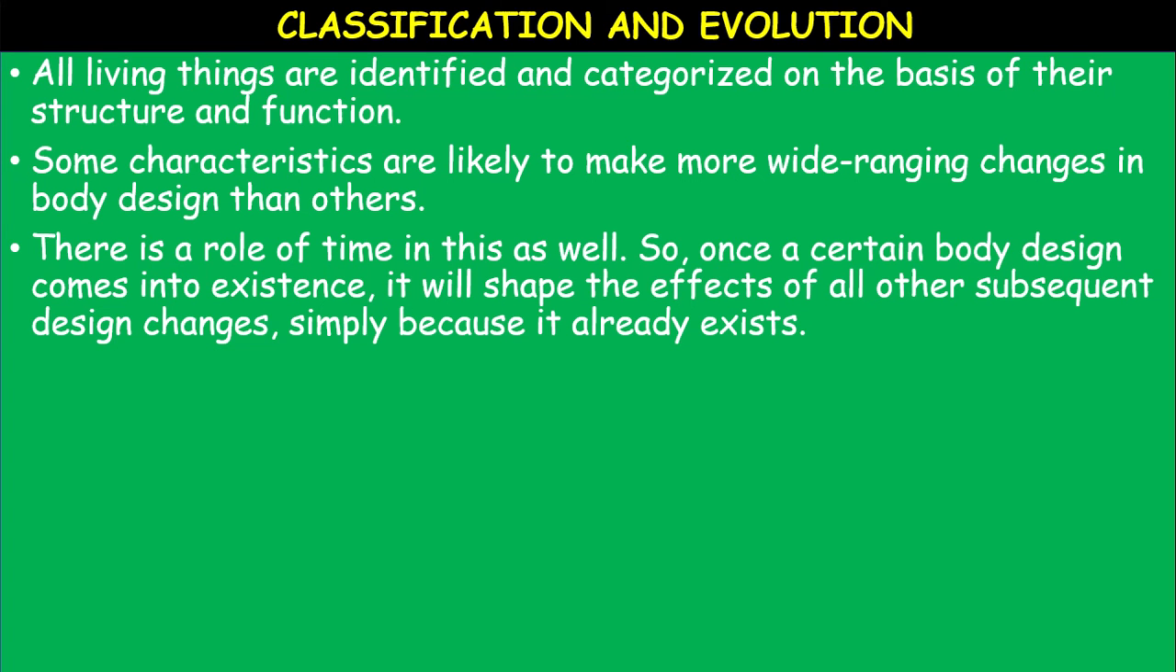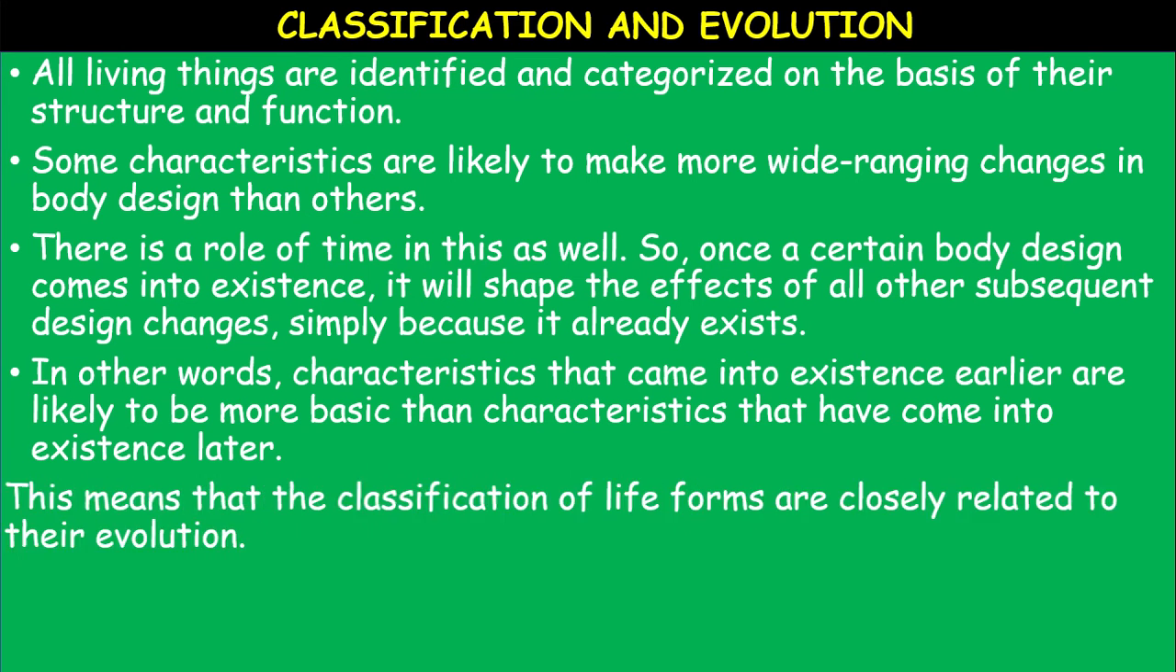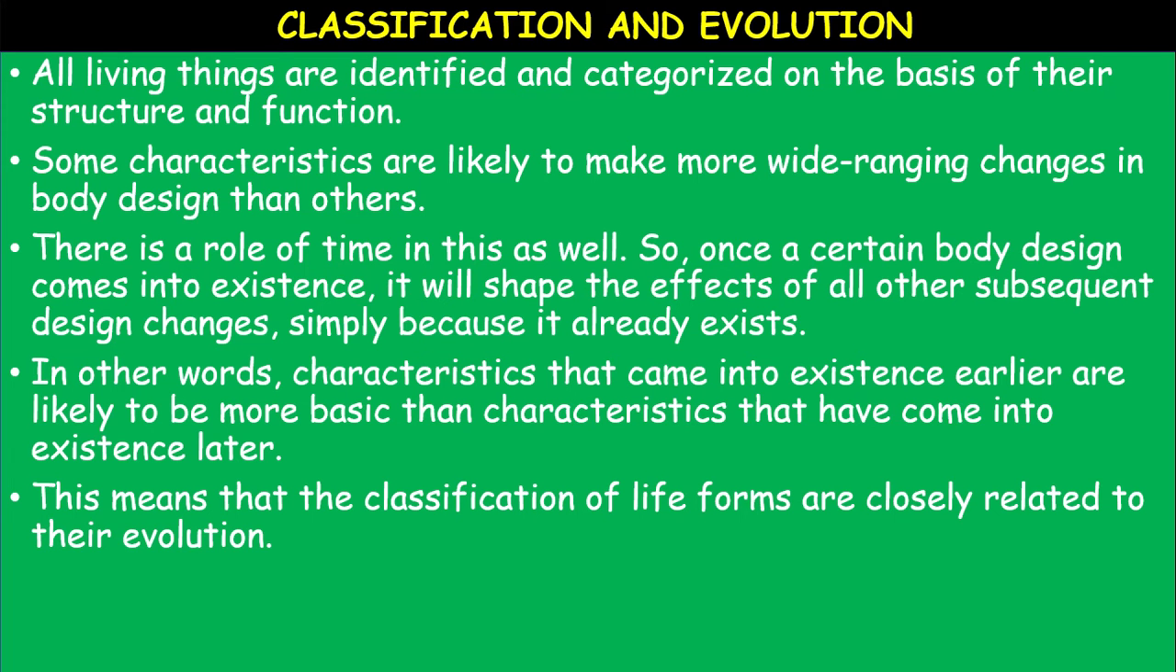Once a certain body design comes into existence, it will shape the effects of all other subsequent design changes, simply because it already exists. So in other words, characteristics that came into existence earlier are likely to be more basic than the characteristics that have come into existence later. So this means that the classification of life forms is closely related to their evolution.